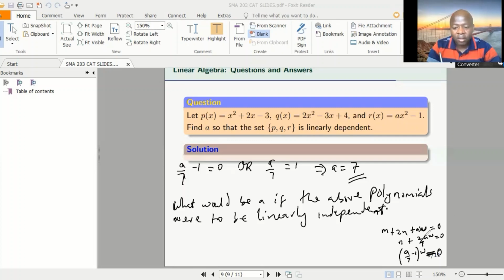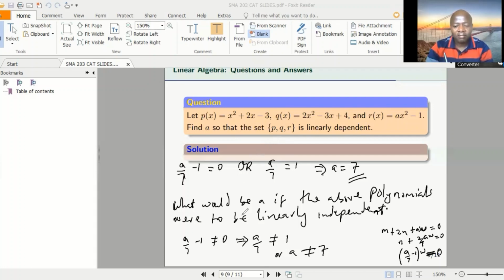So that one again, we would want to get a situation where W is 0. W is 0 if what is inside the bracket is not 0. If what is inside the bracket is not 0, then W is 0. So that means that if A over 7 minus 1 is not equal to 0, and that means that A over 7 should not be equal to 1, or that A should not be equal to 7. So if A is not equal to 7, then these polynomials will be linearly independent.